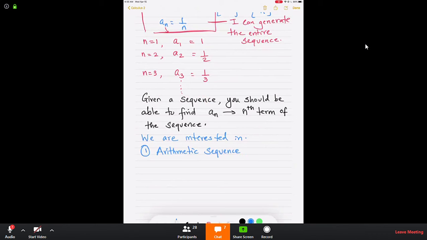So what is the arithmetic sequence? I'm going to give you a general formula, and then you're going to do this for me. An arithmetic sequence is made up of these kinds of numbers: a, a plus d, a plus 2d, a plus 3d, and so on, where a is the first term and d is the common difference.